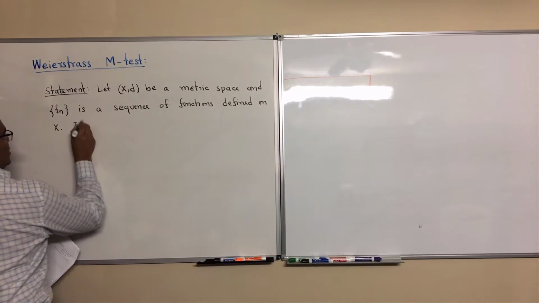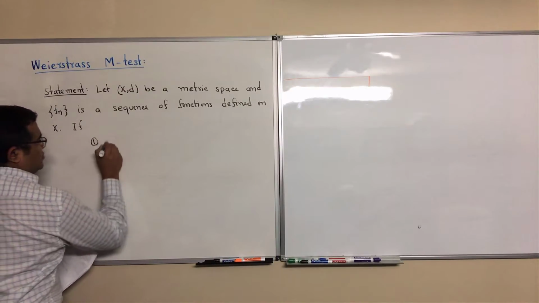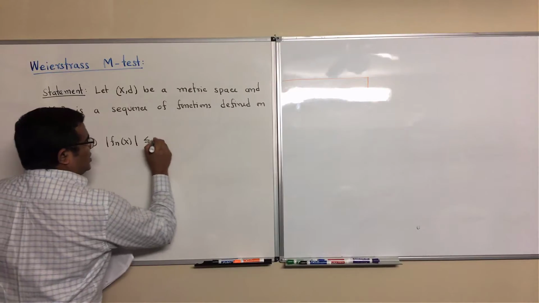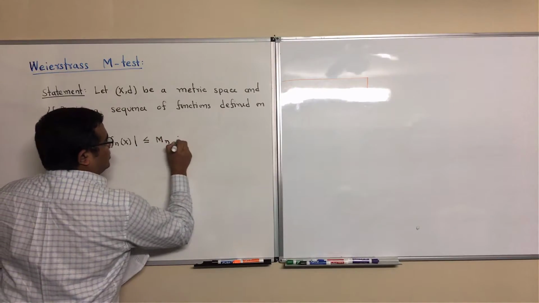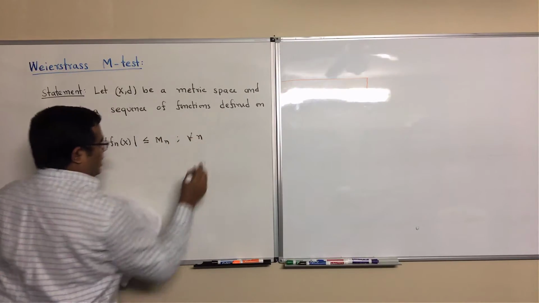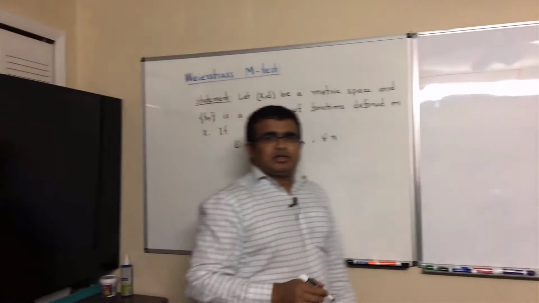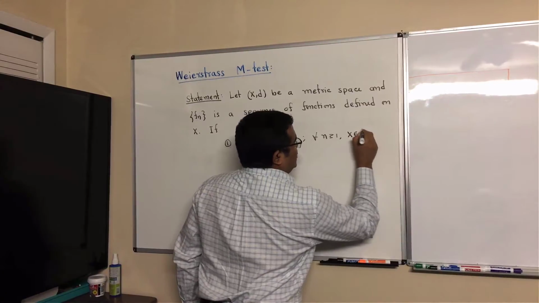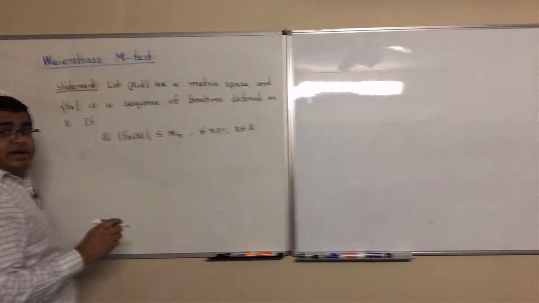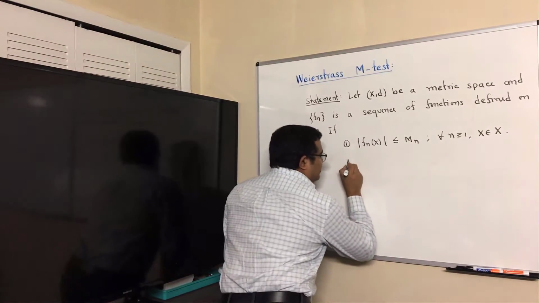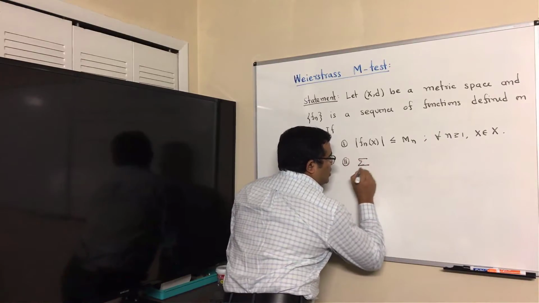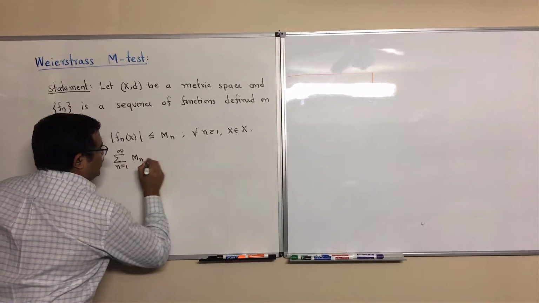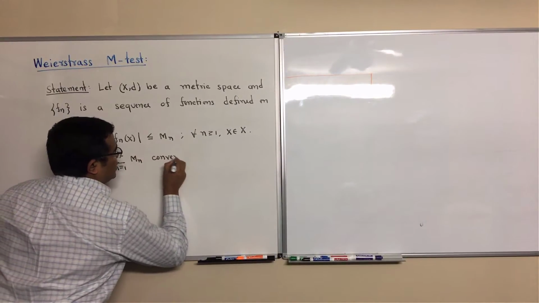Now, if the absolute value of f_n(x) is less than or equal to M_n for all n greater than or equal to 1 and x an element of X, and the second condition is the summation of n equals 1 to infinity of M_n converges.